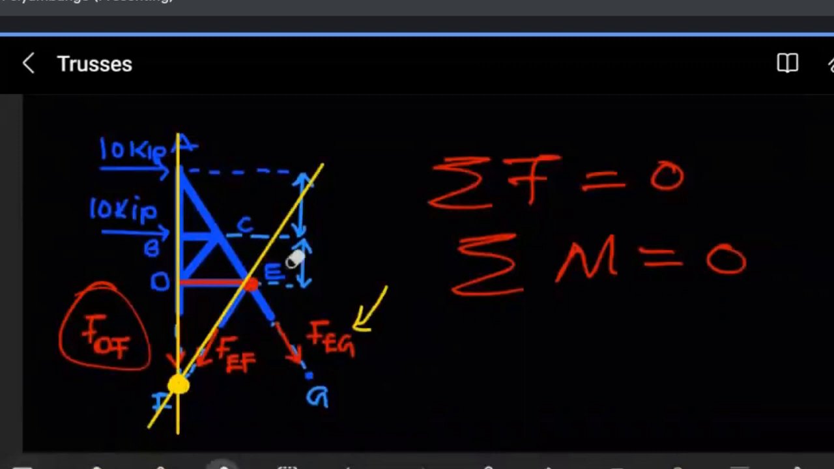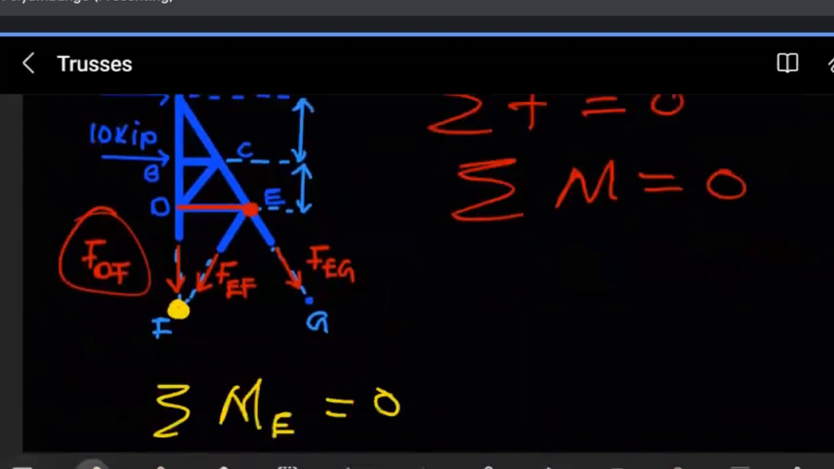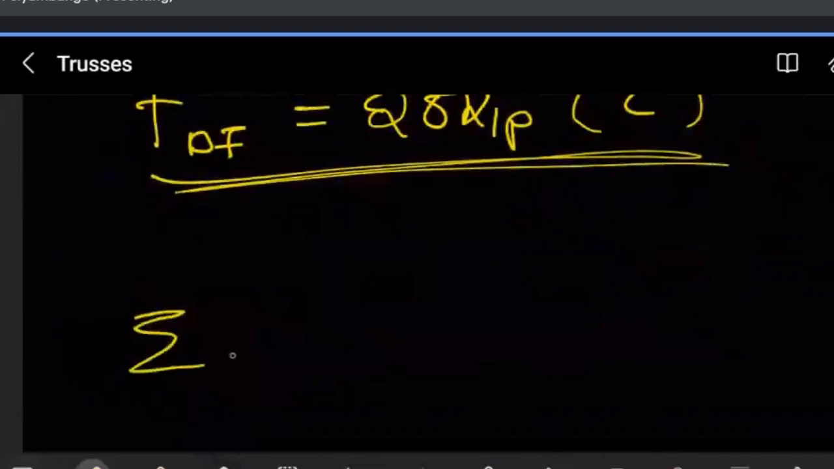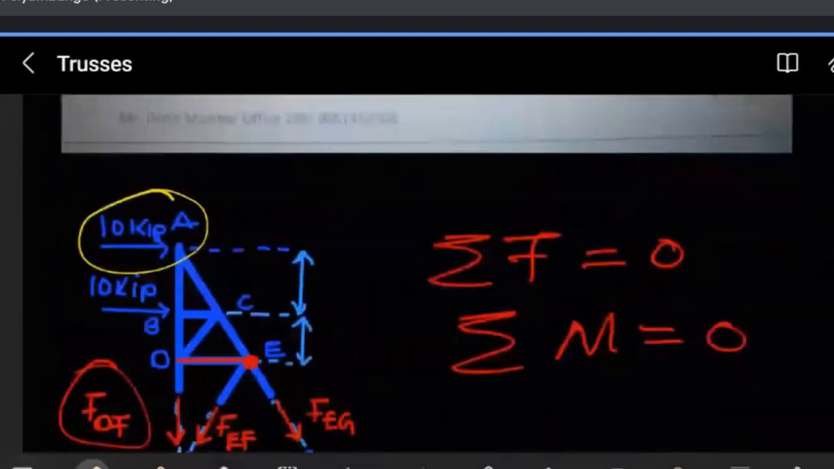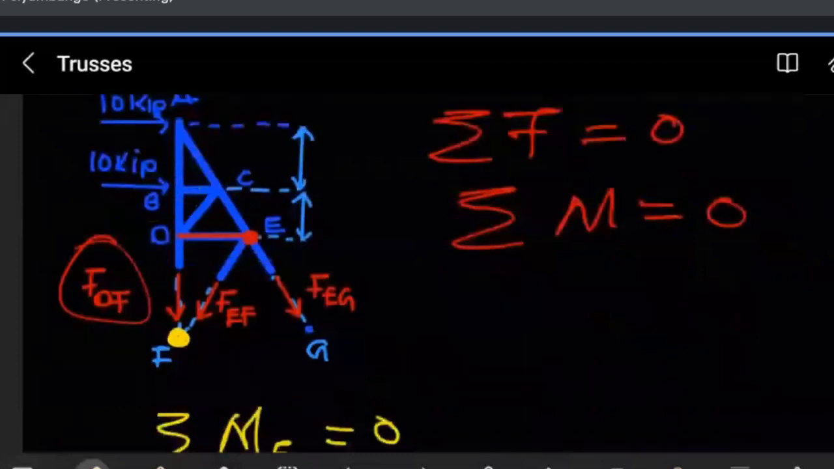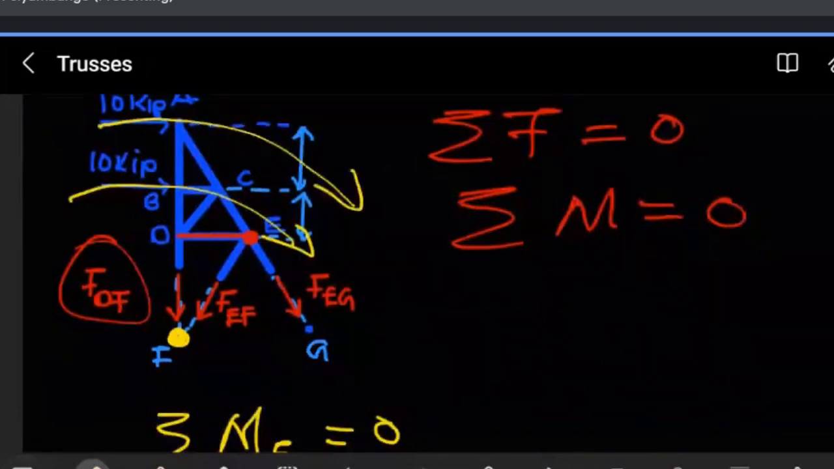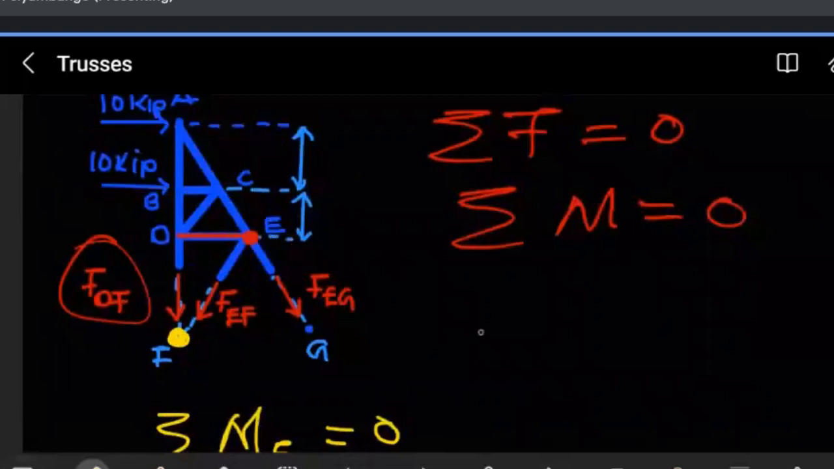Now, how do we do this? Well, firstly, let's start getting the moments. So when we sum moments now about F and equate to 0, we see that the 10 here at A and the 10 at B will still be causing moments about F. So in this case, moment about F due to the 10, we see that they are both causing clockwise rotations about F. So they will both be negative. So we have negative 10 here. But what will be the distance from F?